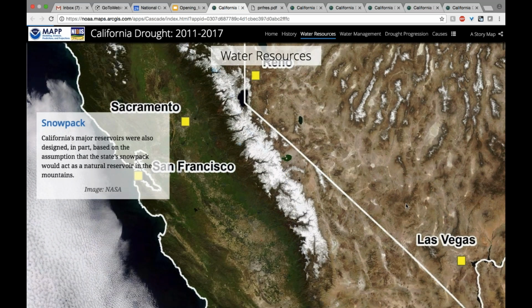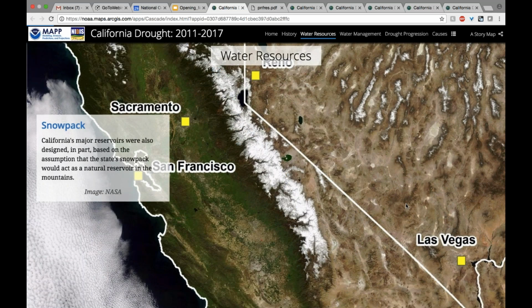So moving on, in addition to the 1,300 reservoirs, California's Snowpack acts as another reservoir in the mountains and stores about 65% of California's water supply. The snow melts throughout the summer and helps replenish California's reservoirs.